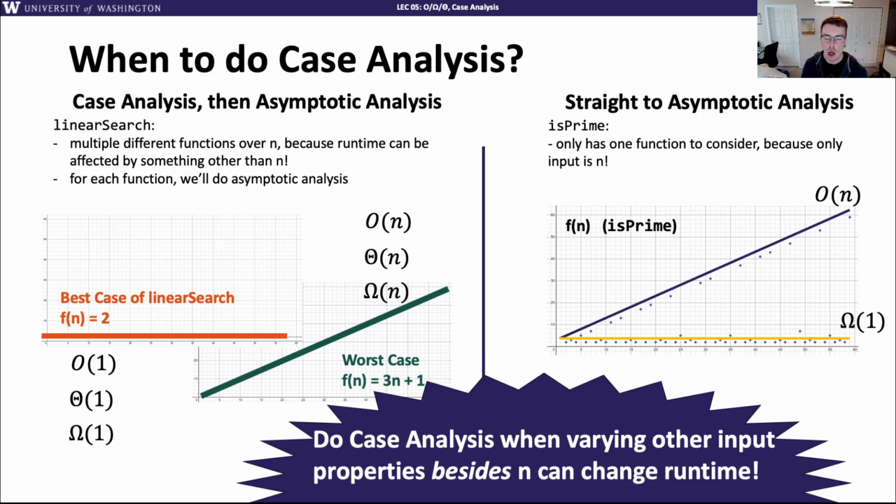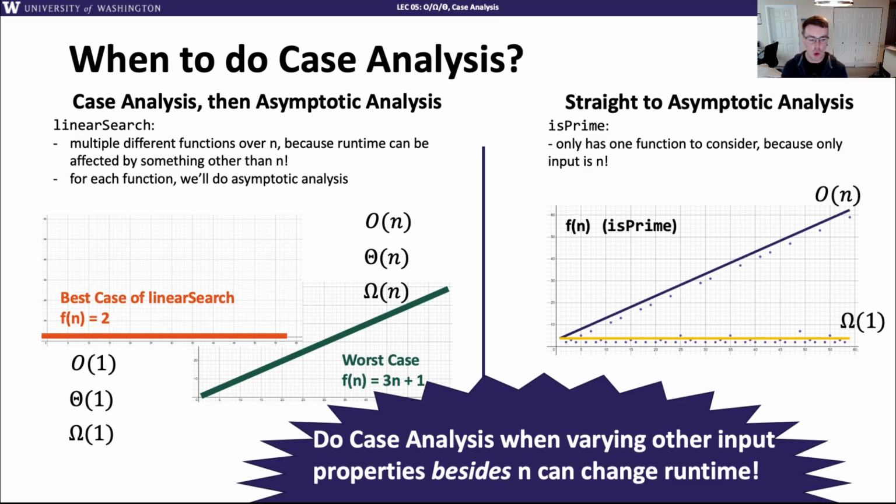For linear search, we have multiple functions over n because the runtime is affected by things other than that input n. And so for each function, we can do an asymptotic analysis. But for is prime, we don't do case analysis because the only input is the size itself. There's nothing else to vary. There's not two separate functions here. What we came up with were two different bounds for one really complicated function. Just like for a case analysis, you can come up with multiple bounds, upper and lower, for each of those functions. So that difference between a bound and a function is very, very important.